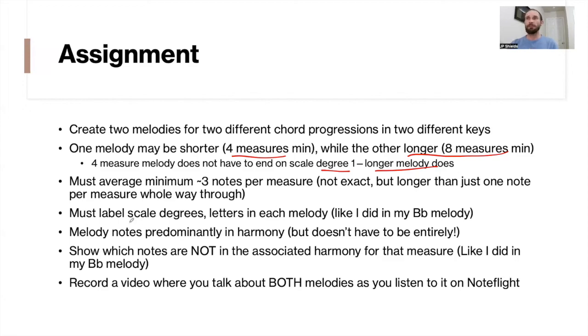Be sure to label scale degrees and letters in each melody, much like I did in the B flat melody there. Also, show which notes are not in the associated harmony for that measure. And I skipped one here, but very important: melody notes should be predominantly in the harmony for that chord. I'm not saying all, because some of the notes outside of that can sound really cool, but you want to use this as the guide and it'll help it sound harmonious.